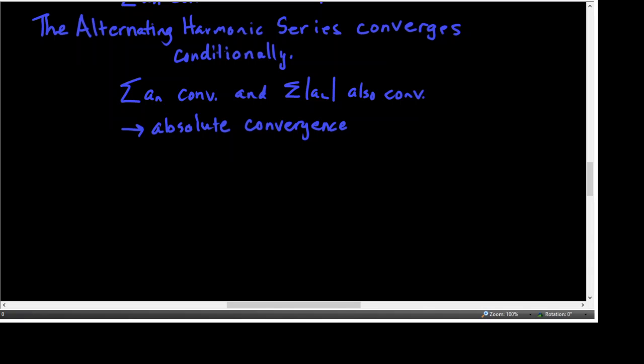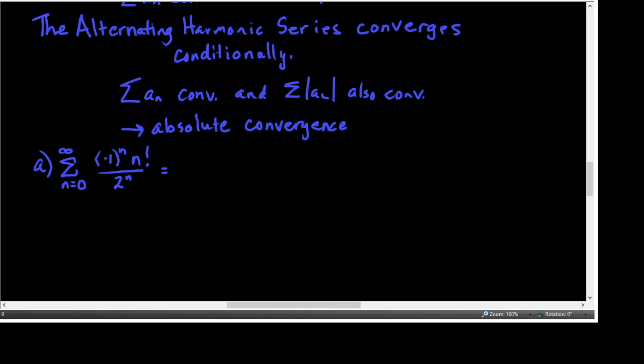Example 5, determine whether each of the series is convergent or divergent. If it is convergent, classify the convergent series as ones that converge absolutely or those that converge conditionally. All right, so example A, n equals 0 is the starting point for this one, to infinity, of negative 1 to the n times n factorial divided by 2 to the nth.